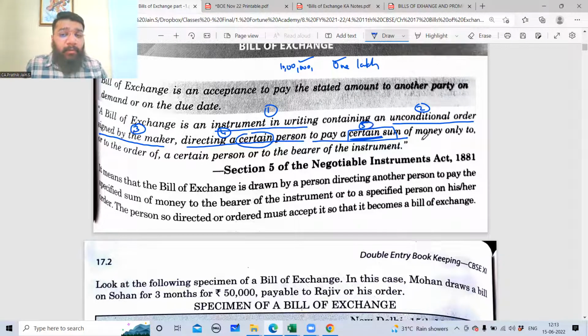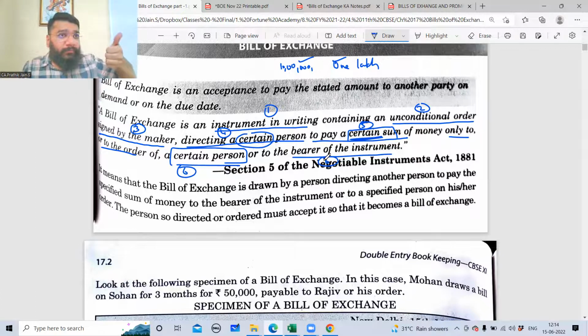The fifth point is a certain sum of money only to make this payment to the seller, or the seller may say that don't make this payment to me, I have to make one payment to some other person. No, you make the payment to him directly. So only to, or to the order of a certain person to whom the payment should go, that information also should be there. So this is point number 6. Or to the bearer of the instrument. Make the payment to the seller, or the seller will say that make this payment to Mr. A.